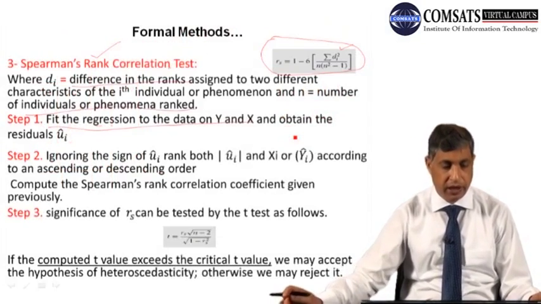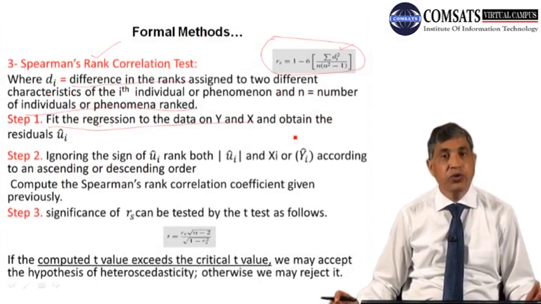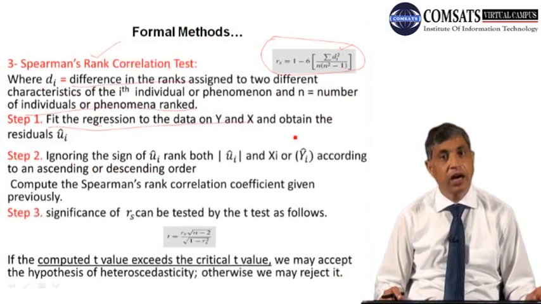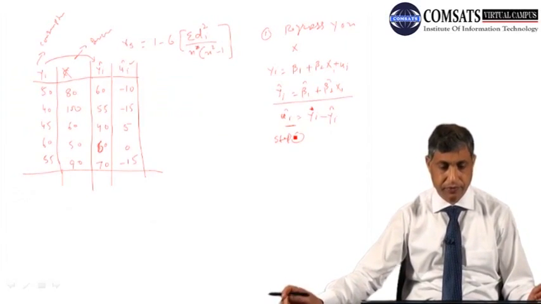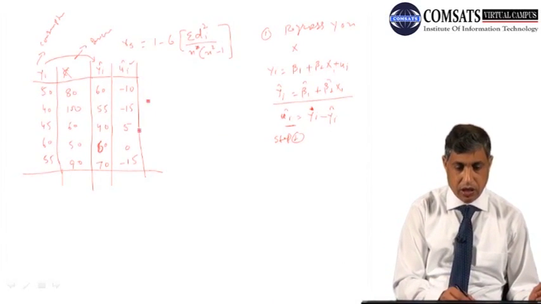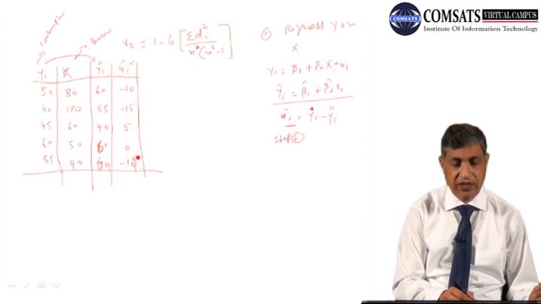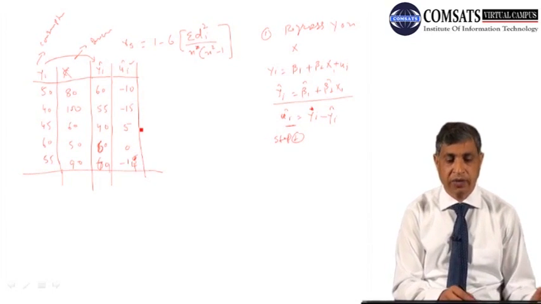What is step 2 here? Ignoring the sign of ui hat, rank both ui hat and xi or yi hat. First we ignore the sign of ui hat. I would like to change it a bit, because when I will be ranking it here, let me make it 69 so that it becomes 14, minus 14, just to differentiate from 15. No other reason behind this.